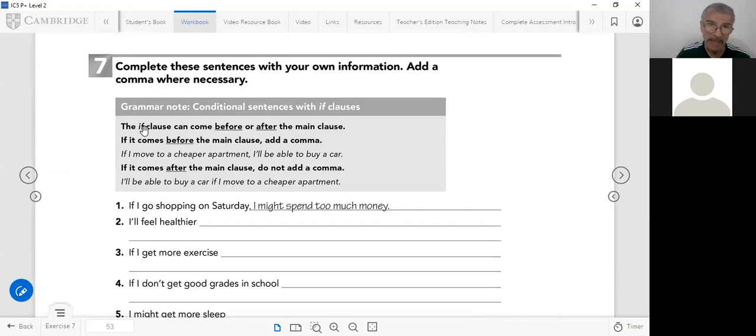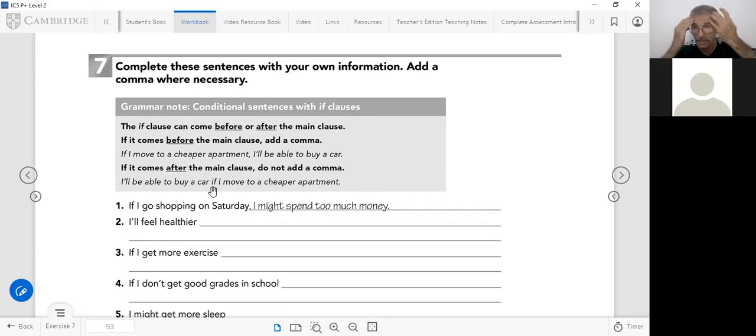Remember this. In conditional sentences, the if clause can come before or after the main clause. The main clause in this case is, for example, I will be able to buy a car. This is a complete sentence. This is a main clause because it has a complete sense.